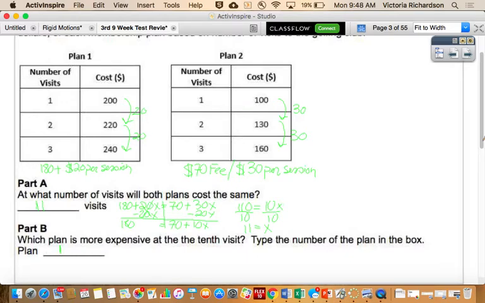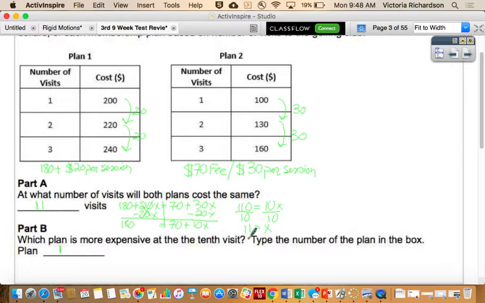Now, part A asks, at what number of visits will both plans cost the same? So we have to set the two equations or the two expressions equal to each other. So I have 180 plus 20x, and I have 70 plus 30x, where x represents the number of sessions that you go to. And we use x because it could be 1 session or it could be 587 sessions. It just depends on how much you like to golf. And so when I set the two things equal to each other, I have 180 plus 20x equals 70 plus 30x. So I have an equation with variables on both sides.